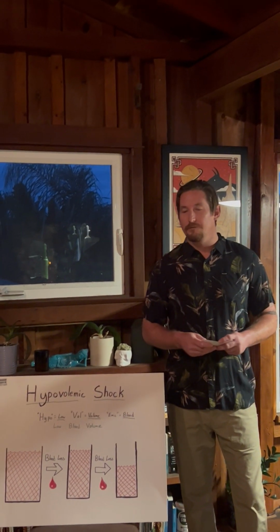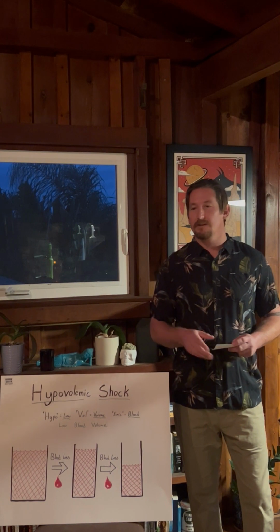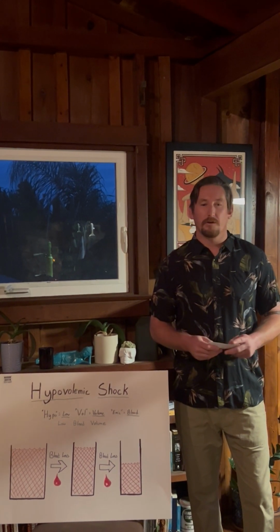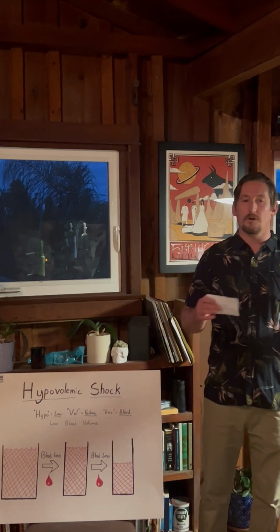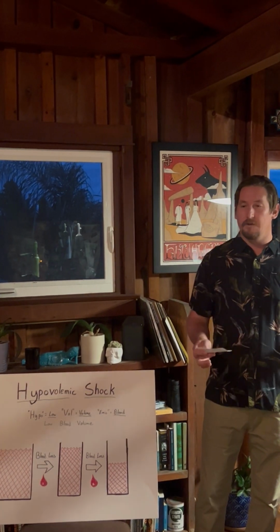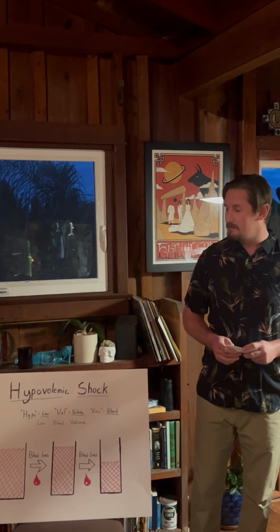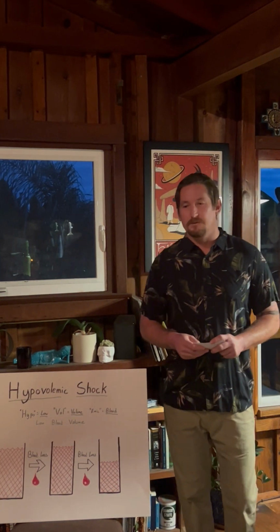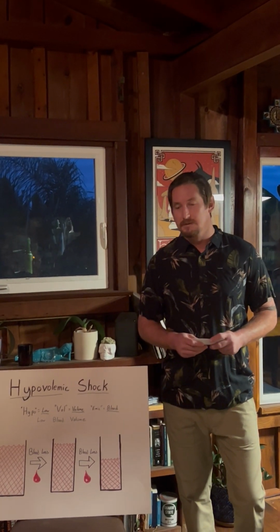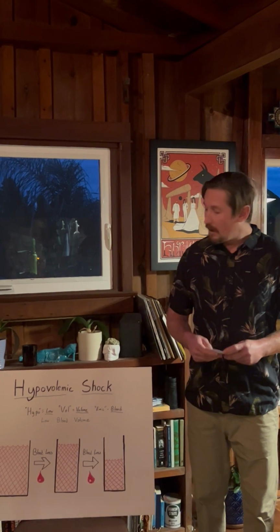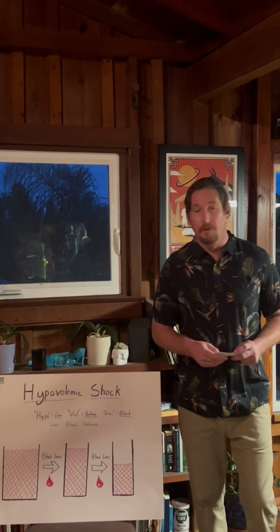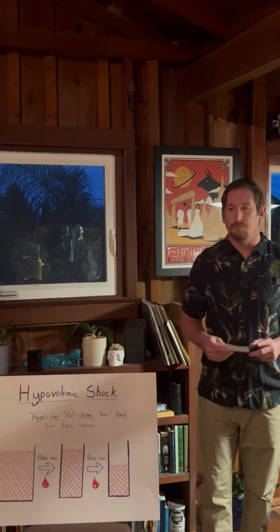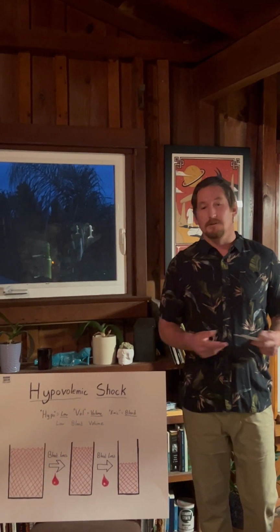It can further be defined as a blood pressure less than 90 systolic or a mean arterial pressure less than 65. Now that we've defined shock overall as being a failure of the delivery of oxygen to cells, let's go ahead and dive into the types of shock. The first type of shock we'll discuss is hypovolemic. Hypo refers to low, vol refers to volume, and emic is in reference to blood. So essentially, it's a low blood volume.